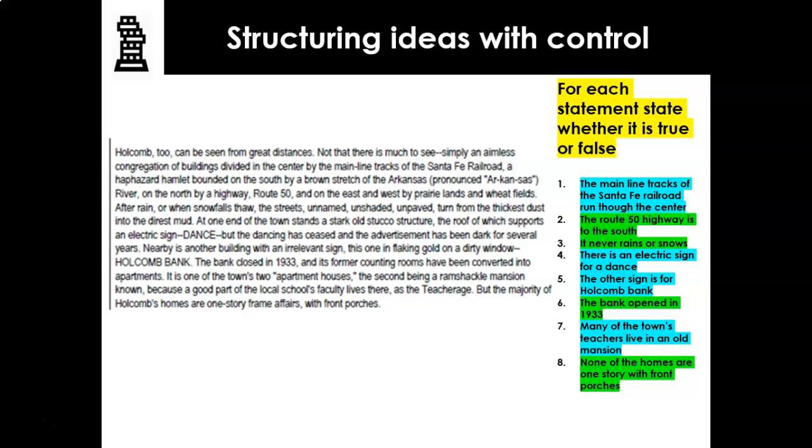Many of the town's teachers live in an old mansion. Now, this is true. This is a little bit more inference. It's not explicitly stated, but we can work it out from this one. It is one of the town's 2 apartment houses, the second being a ramshackle mansion, tick, a mansion, because a good part of the local school's faculty lives there. So faculty is an old-fashioned word for teachers at the teacherage. So we can work that one's true. We have to work it out though. So if you got that one, brilliant.